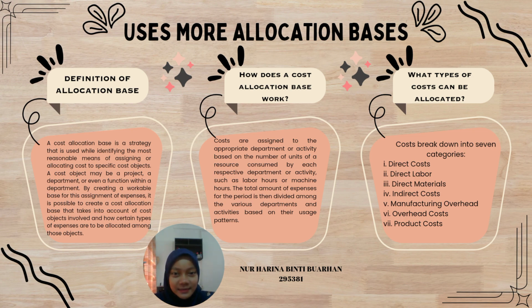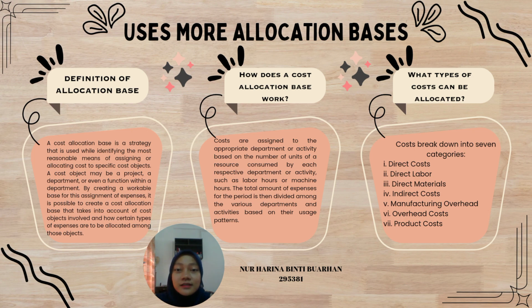Now I will continue with another benefit of activity-based costing, that is use more allocation bases. Let's look at the definition of allocation base. A cost allocation base is a strategy that is used while identifying the most reasonable means of assigning or allocating the cost to a specific cost object. A cost object may be a project, a department, or even a function within a department. By creating a workable base for this assignment of expenses, it is possible to create a cost allocation base that takes into account the cost object involved and how certain types of expenses are to be allocated among those objects.